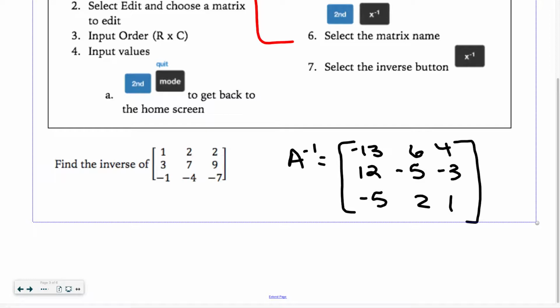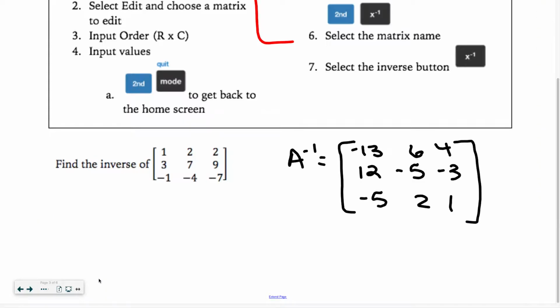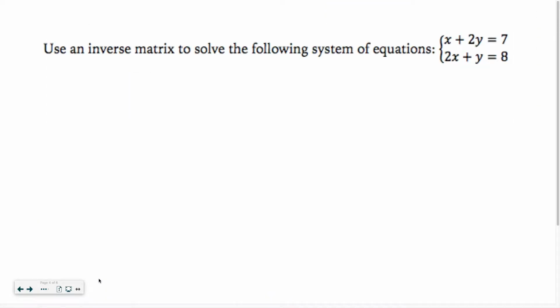All right, now we're going to do two solving equations, or solving systems. The first one would be no calculator. So if you'll set your calculators aside momentarily, we'll do the 2x2 with no calculator, and then we'll do the 3x3 with a calculator.